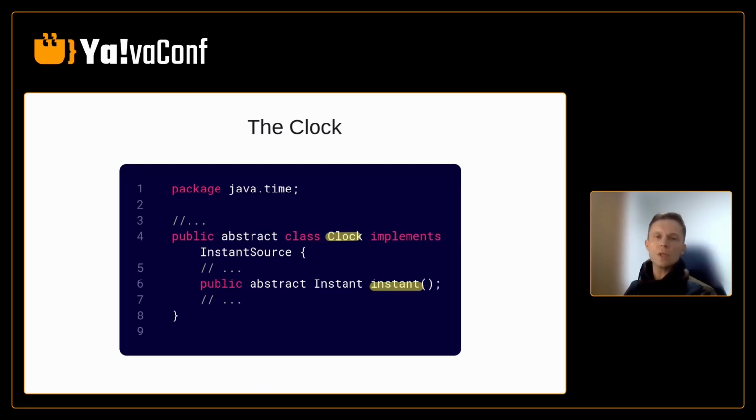Clock was introduced in Java 1.8, Java 8. And what it is, it's essentially a factory for instants. It gives you an abstraction over a system clock, meaning you can manipulate the time or provide different implementations of clock for different purposes.